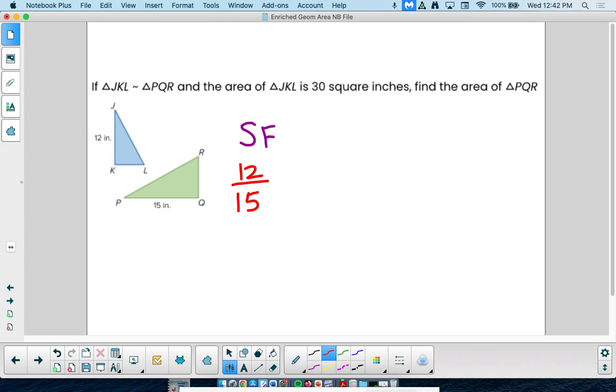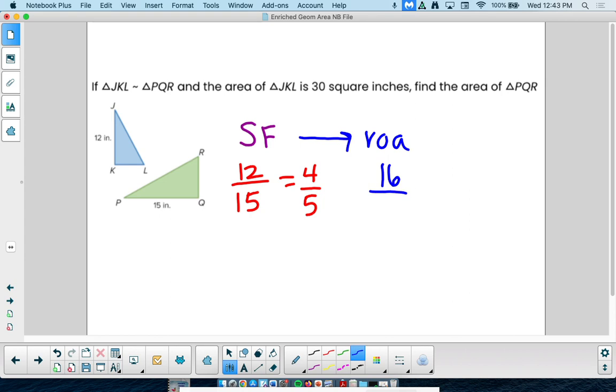Okay. So now that we have our scale factor of 4 fifths, we want to go to the ratio of our areas. So if this is our scale factor, what do we do to it to get to the ratio of your areas? Square it, right? So what's 4 squared?